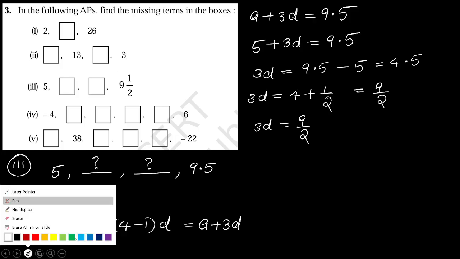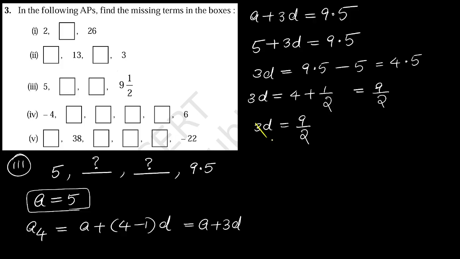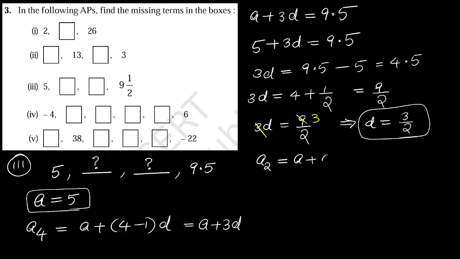3 cancels both sides. Samruddhi, you got the answer. Okay, very good. 3 cancels both sides. So D equal to 3 by 2. A and D are required. Now I am going to find out the second term. I want the second term as well as the third term. The second term is A plus 2 minus 1 into D, that is A plus D.